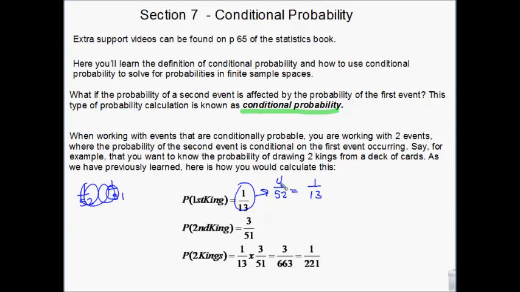So you have 4 kings out of 52 total cards, so there's 1 out of 13 for the kings. Then there's 3 kings left in the deck, but there's only 51 cards left, right? Because we took 1 out already. So this is our probability of getting the second king. And the probability of getting 2 kings in a row, we multiply those together, and we get 1 over 221. So to put that in terms of percentages, in case you're wondering what is the percentage of pulling out 2 kings in a row from a deck of cards, you have a 0.5% chance of that happening.